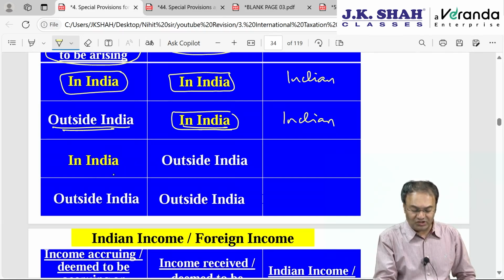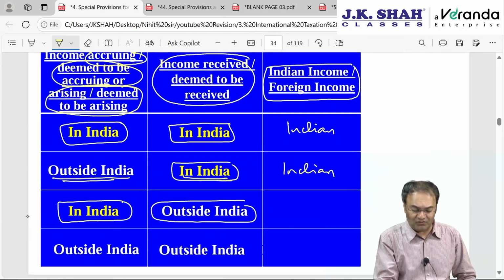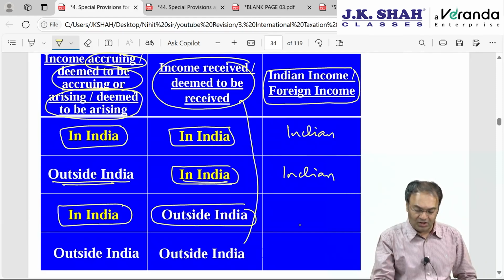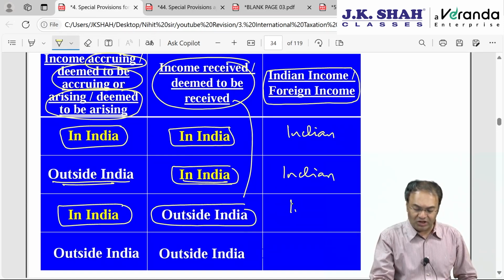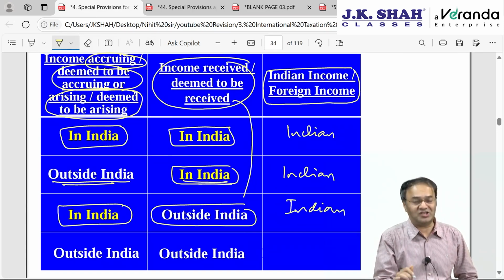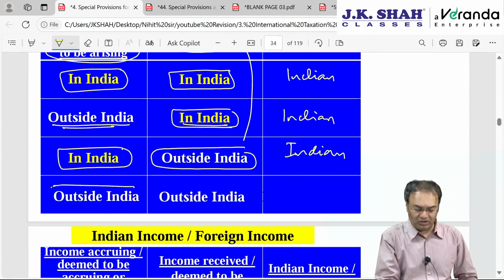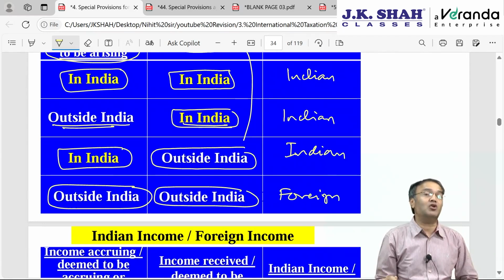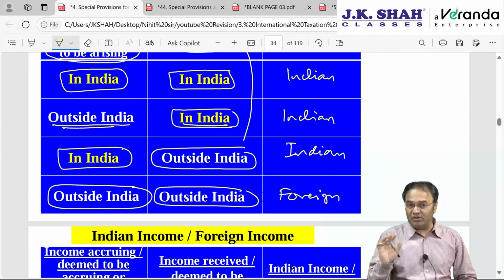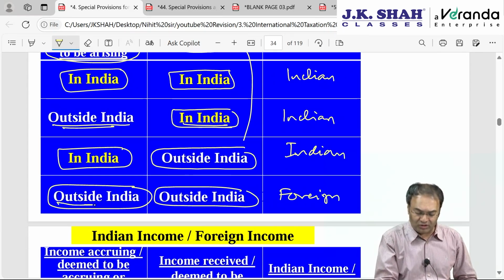So I took lectures in India, but the payment is received by me outside India. Place of receipt is outside India. Then also it will be, oh, I connected with the wrong point. It should be this. Outside India, still it will be an Indian income because lectures are taken in India. But both the things are outside India, then only it can be called as a foreign income. So in order to be called as foreign income, I am sure by now you must have understood that it can be called as a foreign income only if both the things are outside India.